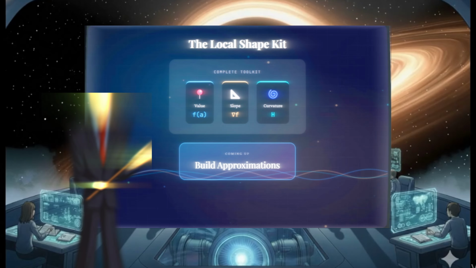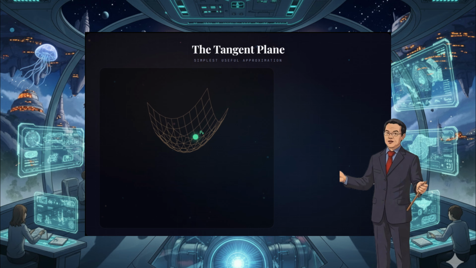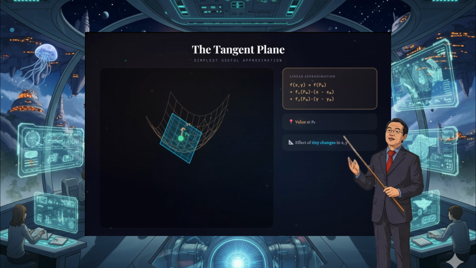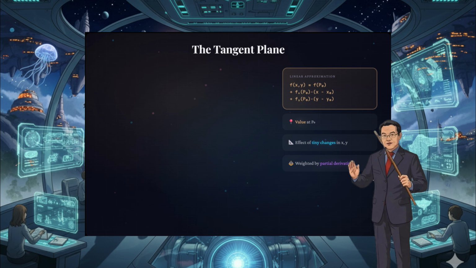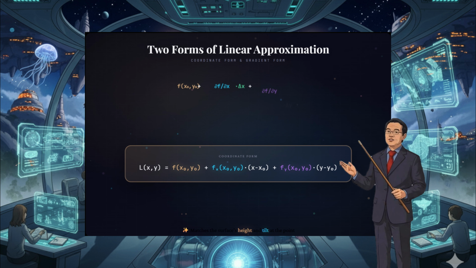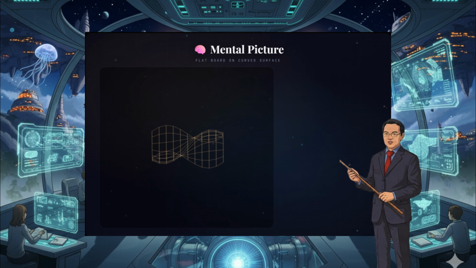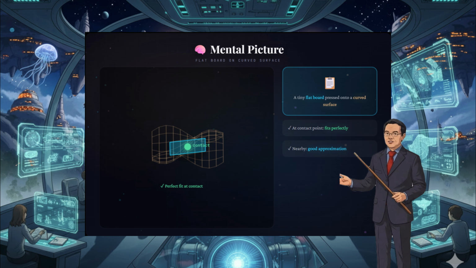Next, build approximations. Let's do the simplest useful approximation, the tangent plane. Near a point p0, the function behaves like value at p0 plus the effect of tiny changes in x and y, weighted by the partial derivatives at that point. On screen, you'll see the linear approximation written in both coordinate form and gradient form. The message is, linear approximation matches the surface's height and tilt at the point. Mental picture, a tiny flat board pressed onto a curved surface. Right at the contact point, it fits perfectly, and nearby, it's a good approximation.